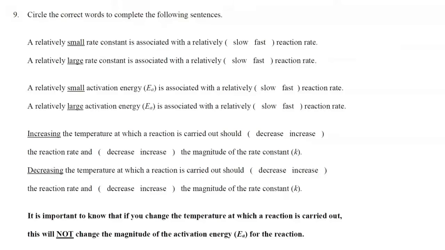Question 9. Circle the correct words to complete the following sentences. A relatively small rate constant is associated with a relatively slow reaction rate. A relatively large rate constant is associated with a relatively fast reaction rate. Now let's talk about activation energy. Small activation energy would be associated with a fast reaction rate. Large activation energy would be associated with a slow reaction rate.